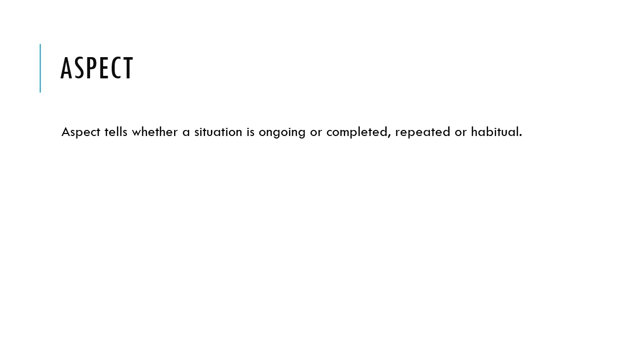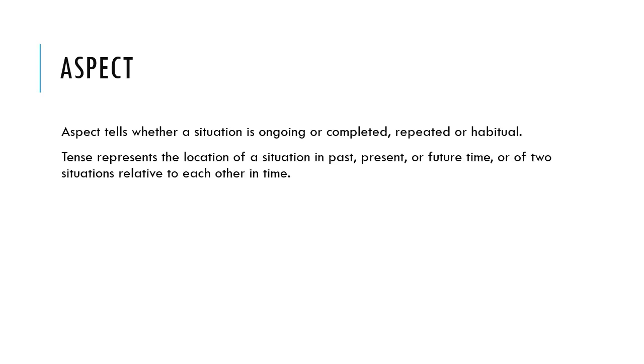We usually know this kind of thing when we learn about tenses, but actually tense does not consist of a single element. It consists of several elements. The first one is aspect. Aspect tells whether a situation is ongoing or completed, repeated, or habitual. While tense represents the location of a situation in the past, present, or future time, or of two situations relative to each other in time.